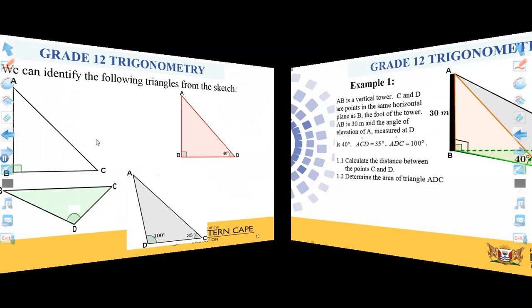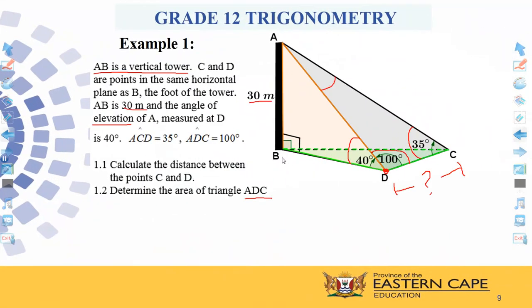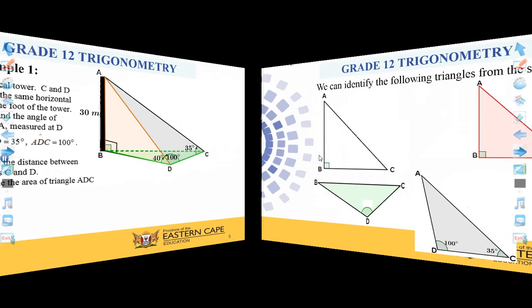Then what other triangles am I given? Triangle BDC, the one which is horizontal, on the horizontal plane. What do I know about that triangle? I know nothing about it. It's a horizontal one, so there is nothing that is given. Then the other triangle will be triangle ADC.